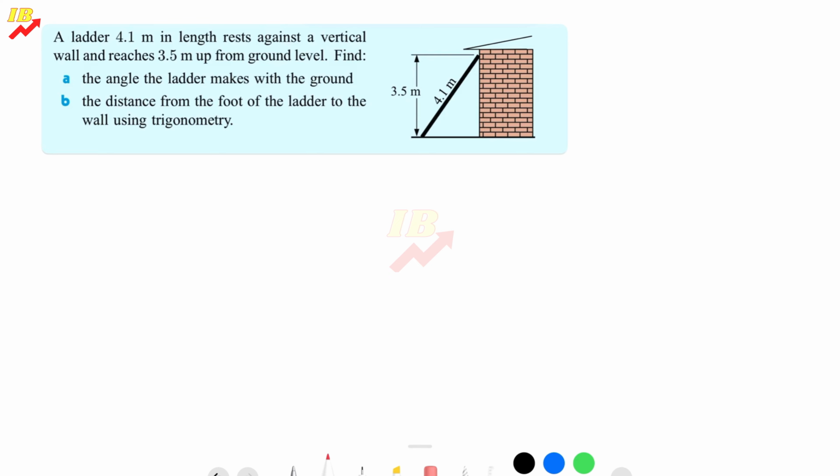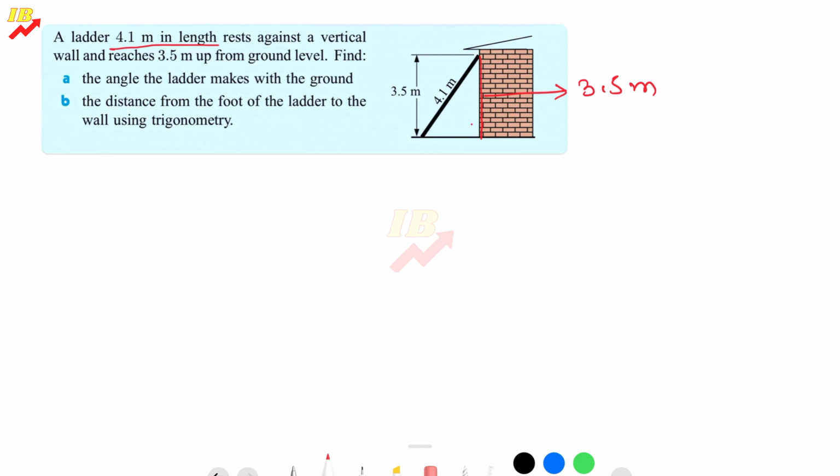And now let's try it. So the figure is already given in the question. We just need to label this thing. A ladder 4.1 meter in length rests against a vertical wall. Vertical wall is this one. It reaches 3.5 meter to the top. So that means this line is 3.5 meter up to the top level of the ground, and find the angle of the ladder that meets with the ground.